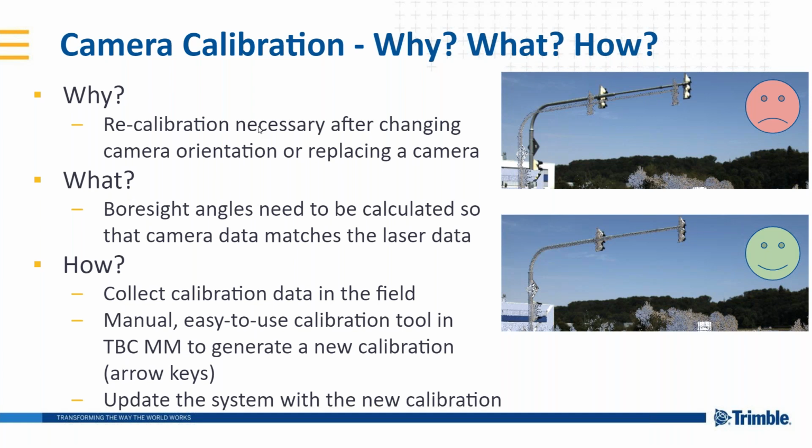The tool is more manual, but it's easy to use. That's a nice way. You can use arrow keys to shift the images or change the orientation of the images on the fly until you're happy. And this is then the bore side angles that you will use. And then in the same way, you can update your system with this new calibration, or just apply the calibration to previously taken data that's already in the office.